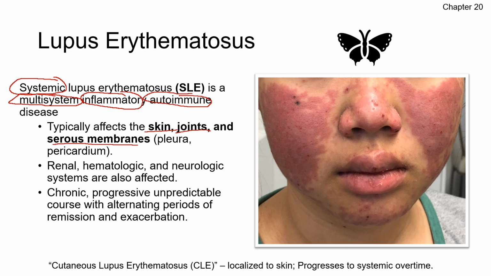Eventually, as the disease progresses, the kidneys can be affected, the blood can be affected, neurologic systems are affected. This involves a chronic, progressive, unpredictable course, again with remission and exacerbation. So this is lifelong, and it can be devastating for some people. And just for your knowledge, there is also a cutaneous lupus erythematosus, or CLE, which is only localized to the skin, but this actually eventually progresses to the systemic type.